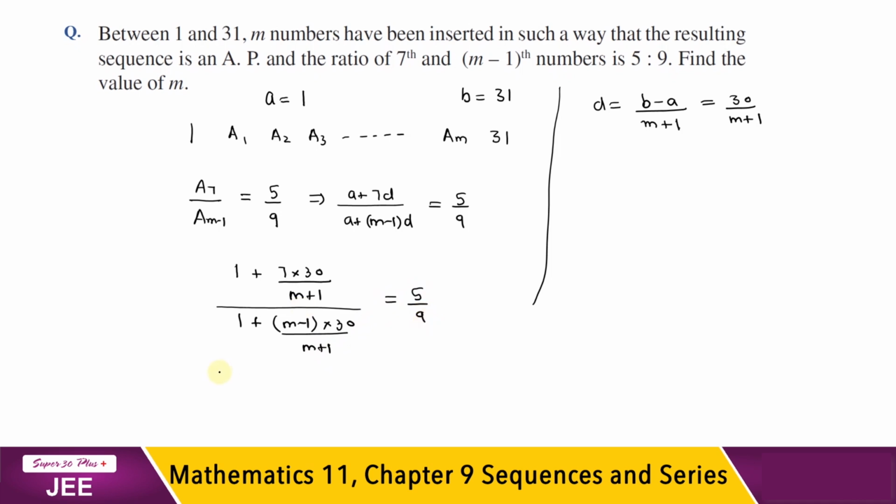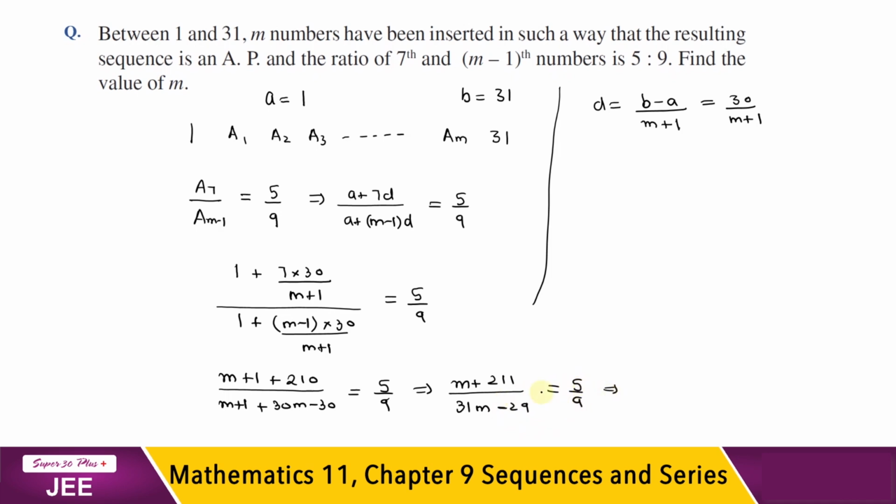Now the numerator becomes m plus 1 plus 210, divided by the denominator, which becomes m plus 1 plus 30m minus 30, and this is equal to 5/9, because upon taking the LCM, m plus 1 gets cancelled off from numerator and denominator. So we can have on the LHS m plus 211 divided by 31m minus 29, and this is equal to 5/9.